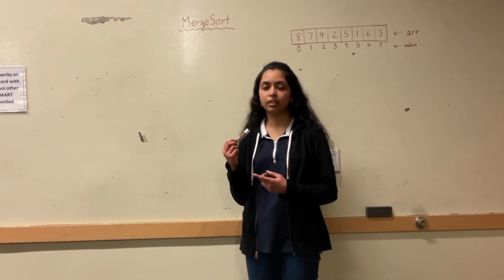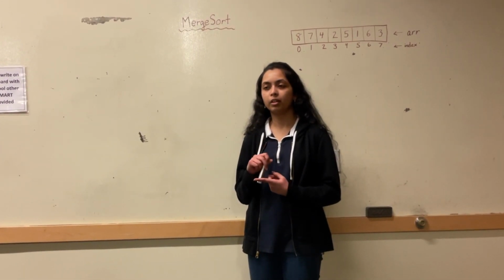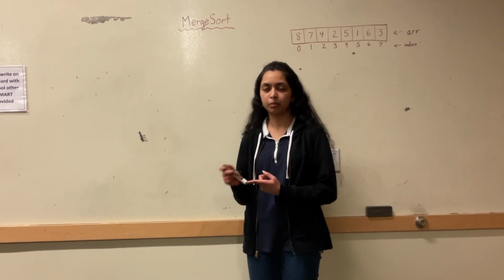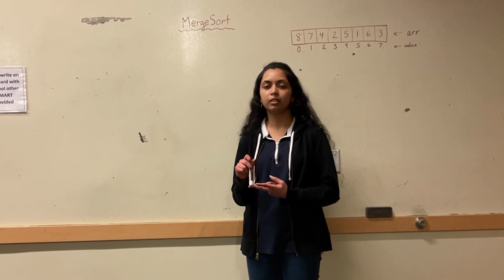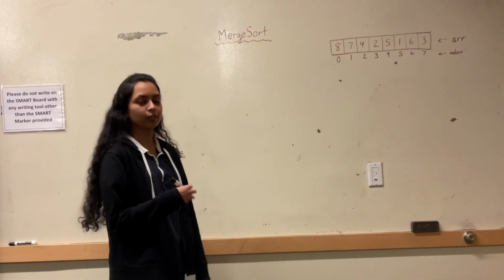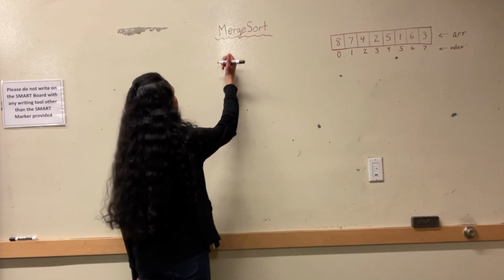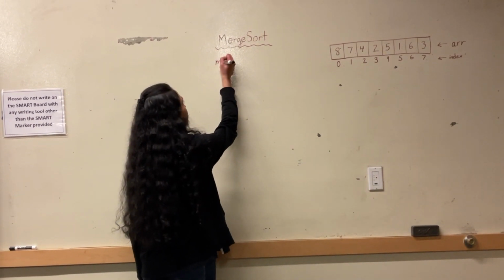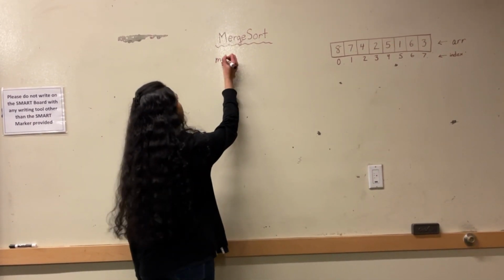And it consists of two main parts. One is the main function, which is the merge sort function, and the second part is the merge helper function. So now I'll be going through the pseudocode for merge sort. So first we'll write the main merge sort algorithm.